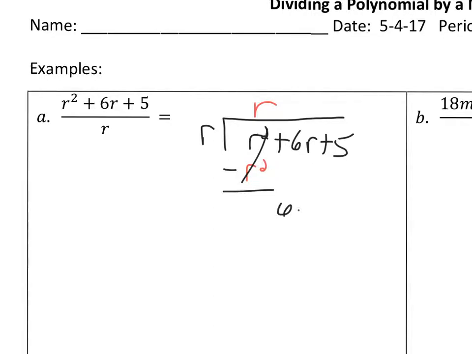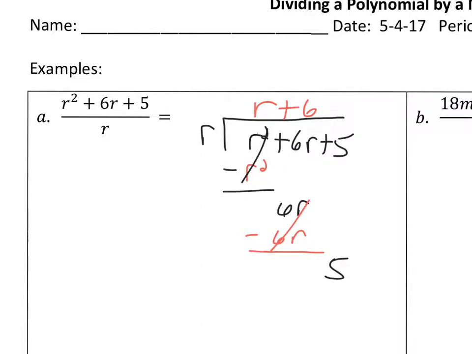And now let's bring down the 6r. Okay? So now how many times does r go into 6r? Well, we already have r to the first and r to the first, so all we're looking for is a number. So how do you make 1 into 6? Well, you multiply it by 6, so that's plus 6 on top. And that's going to make a 6r down here, and if you subtract that, it's going to cancel out. And so now bring down the plus 5.